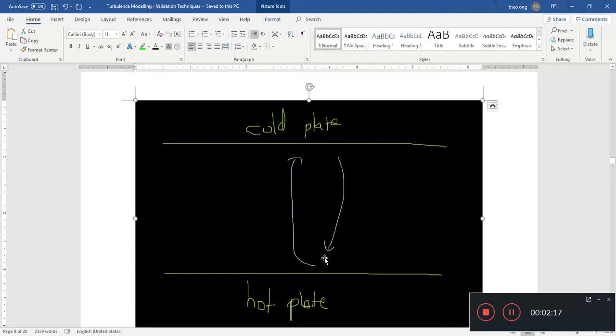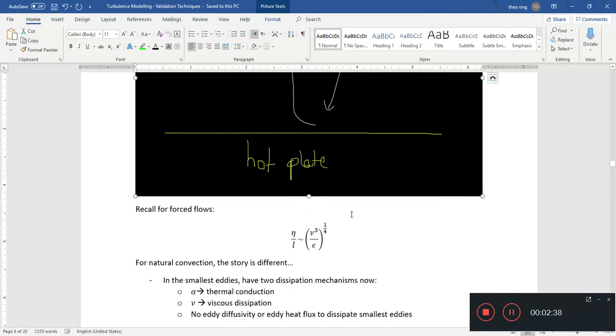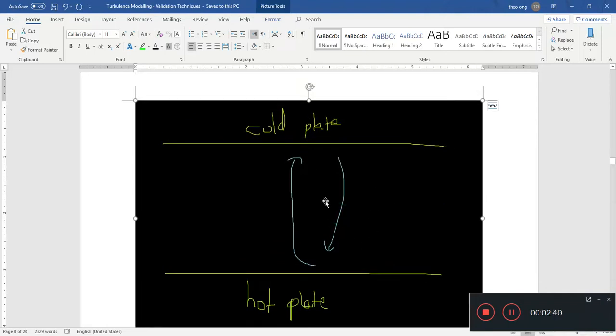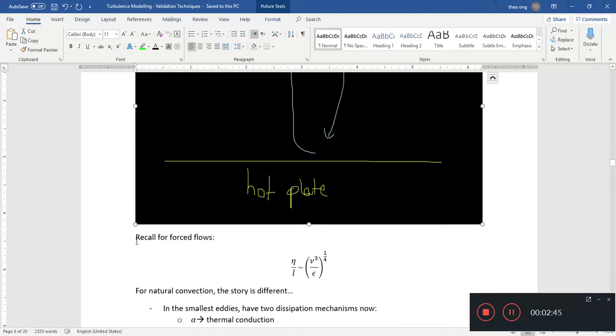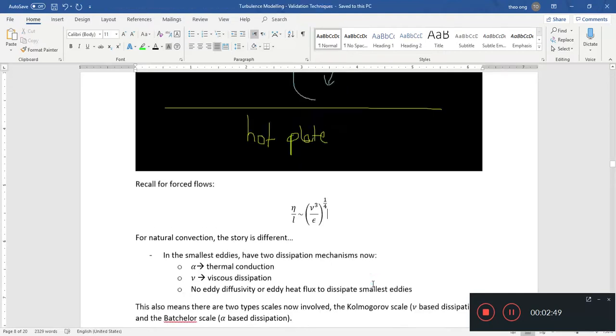It's very similar to what happens in our atmosphere, where the air towards outer space is cooler and the air closer to the ground is hotter. So you have this kind of convective flow, or even a boiling pot of water is a very similar idea. So what are the smaller scales in natural convection such as this? We recall for forced flows, the smaller scale is called the Kolmogorov scale.